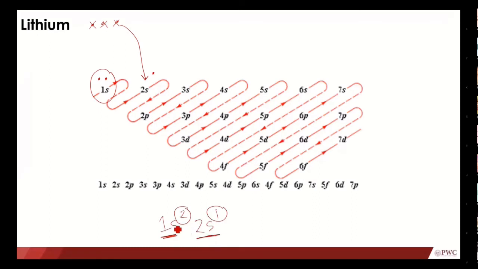Which of the following is the outermost energy level? The first or the second energy level? The outermost is the farthest from the nucleus. The second, sir. Right? In this case, the second is the outermost energy level. How many electrons are in the second energy level? 1, sir. Right? Lithium has 1 valence electron. Again, valence electrons are electrons found on the outermost energy level. So lithium, 1 valence electron.